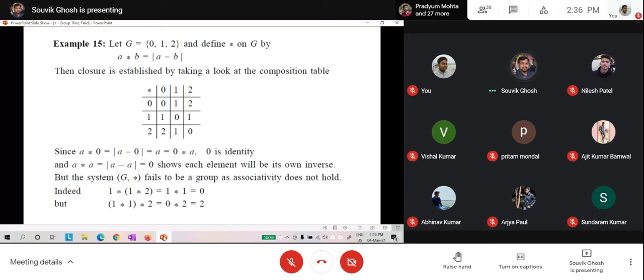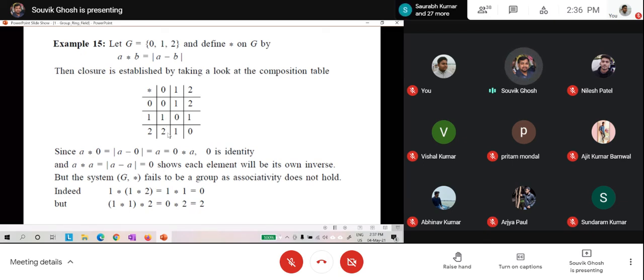Although you can check that the identity element exists here, because if you operate 0 with any element, you get back that element again. That is, if you operate 0 with 0, 1, 2 from the left-hand side, and likewise from the right-hand side, you get back 0, 1, 2 again.